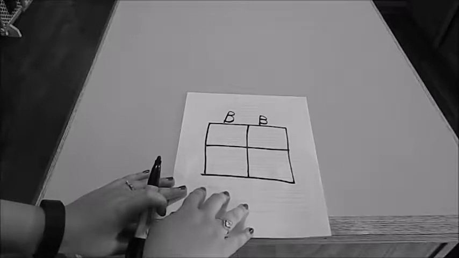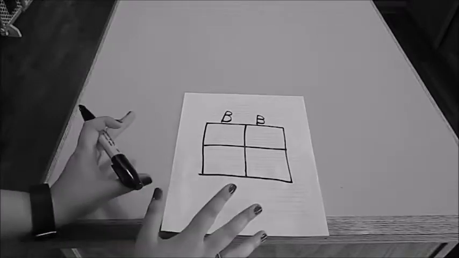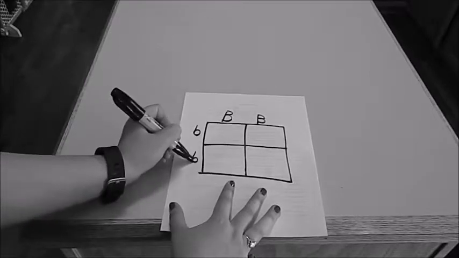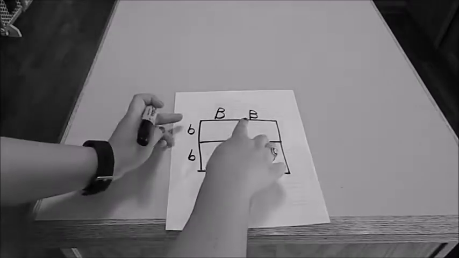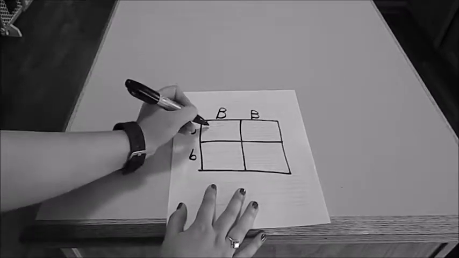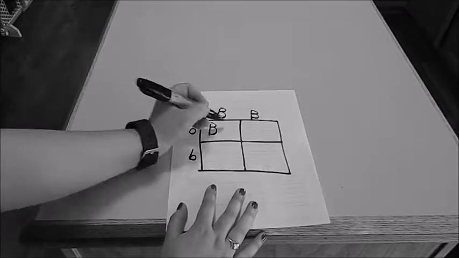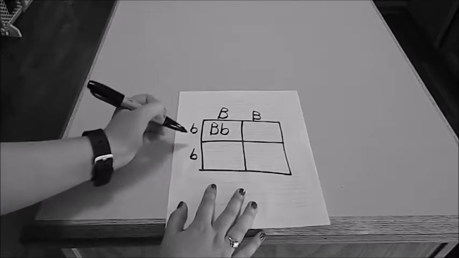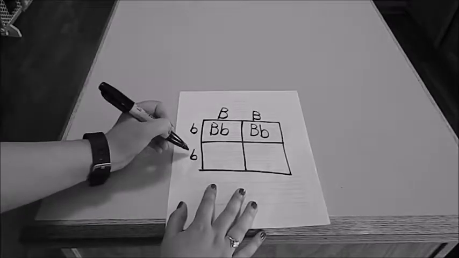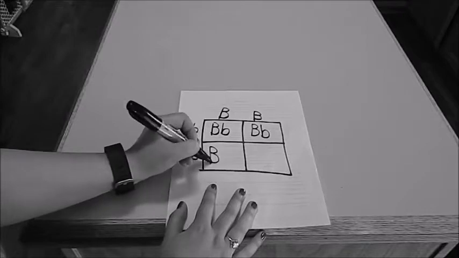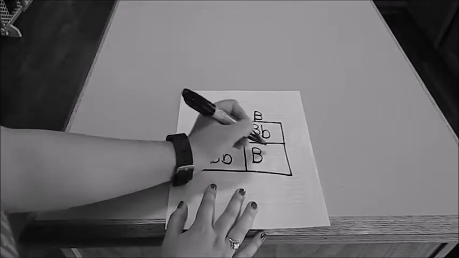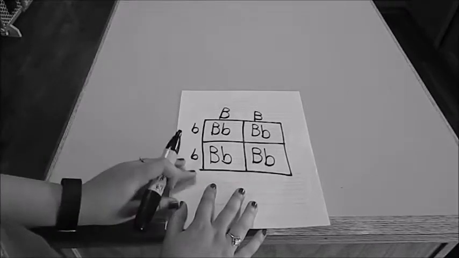As I said, my mom has hazel eyes. This is a recessive trait, so we will just use lowercase b's. Now we combine these to see what our results would be. So uppercase B, lowercase b, uppercase B, lowercase b, uppercase B, lowercase b, uppercase B, and lowercase b.